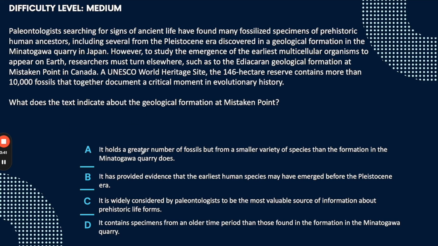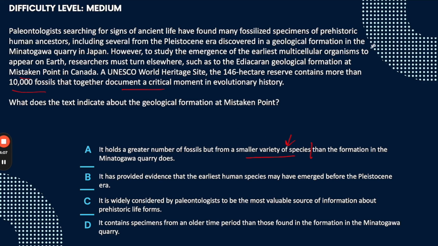A. It holds a greater number of fossils but from a smaller variety of species. Hold on. Now, all I know is that this last sentence told me that this particular place, Mistaken Point, has 10,000 fossils, right? Okay, it can be that together document a critical moment, that can be a bigger number, but from a smaller variety of species. Where is this information coming from? There is no such information given to us in the text anywhere.